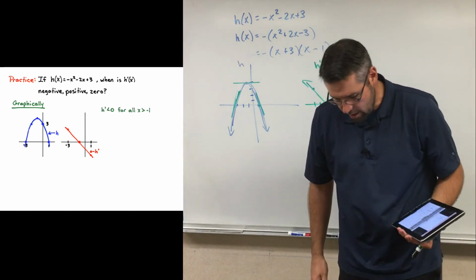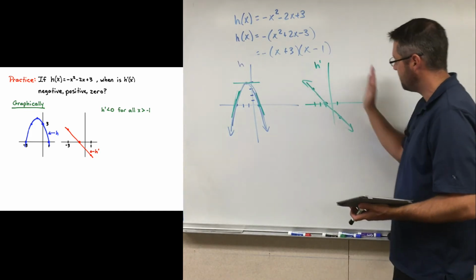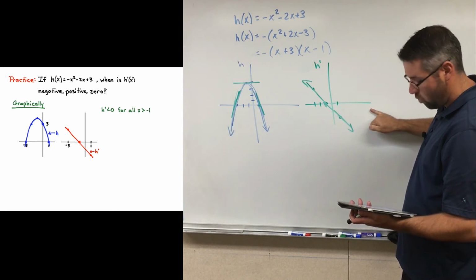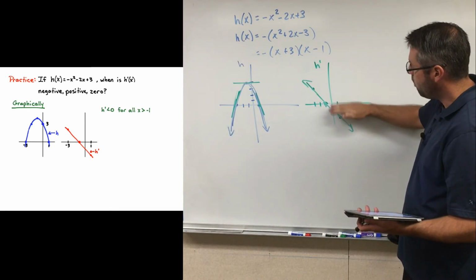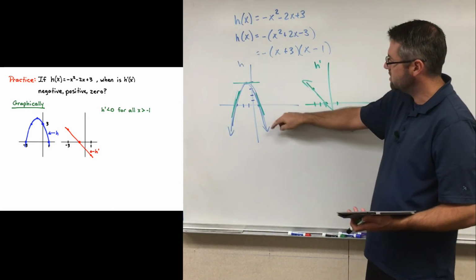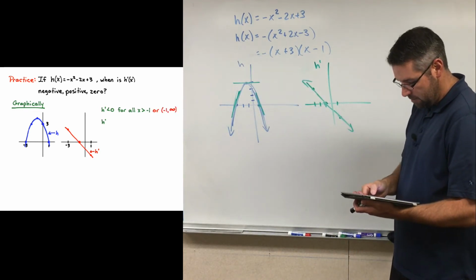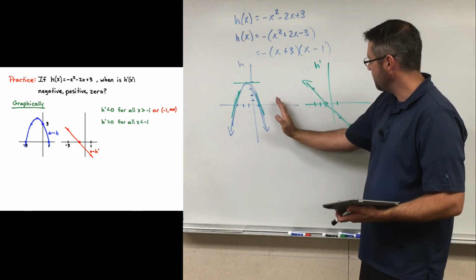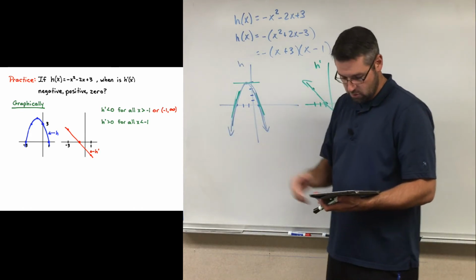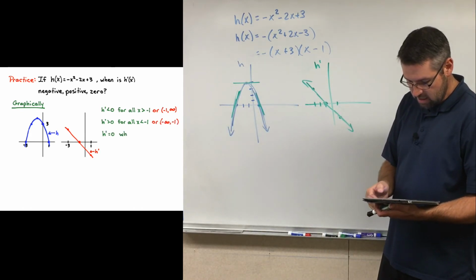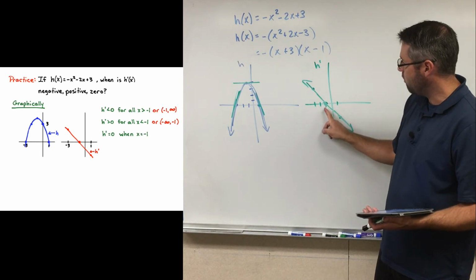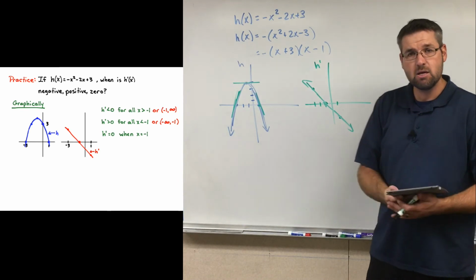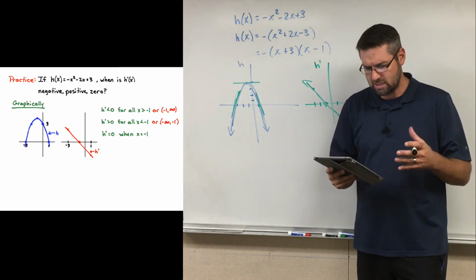We see that h prime is negative. The derivative is negative. Where's the derivative negative? The derivative is negative from -1 to infinity, or for all x values greater than -1. Why is that? Because we see h is decreasing over that same interval. And then we could say that h prime is positive above the x-axis from -infinity to -1 because h is increasing over that same interval. And then we could see h prime is 0 at -1 because we have a horizontal tangent line when x equals -1. Okay? So hopefully you're kind of getting an idea of how that all ties together and how that works.